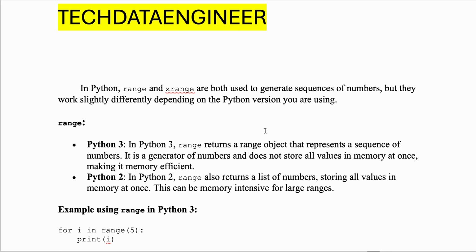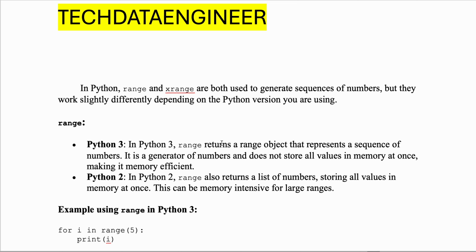So what is range? Range is basically used to generate numbers. It is a generator of numbers. What is the basic difference between range and xrange? Both generate numbers, but range in Python version 3 does not store all values in memory at once. Suppose you want to generate numbers from 0 to 100. It will not store all the values in memory at once, and because of this it is more efficient.